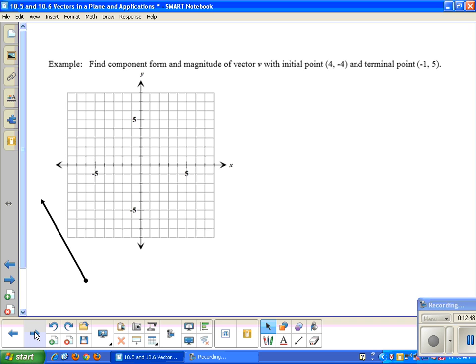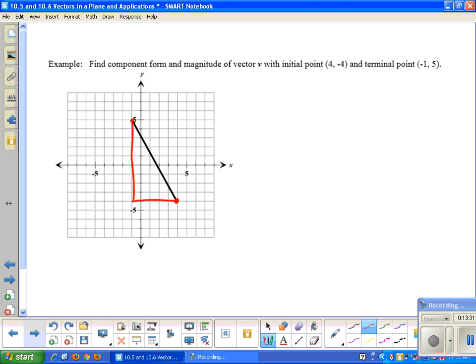Okay, now we're going to find the component form and magnitude of vector v with initial point at 4, -4, and terminal point at -1, 5. So I already have my arrow here, so 4, -4 would be right here. Oops, a little off. There we go. So this is the initial point here at 4, -4, and then we got the terminal point right here, which is at -1, 5. So if I want to find the component form, that means I need to find what the horizontal distance from here to here is and the vertical distance from here to here.